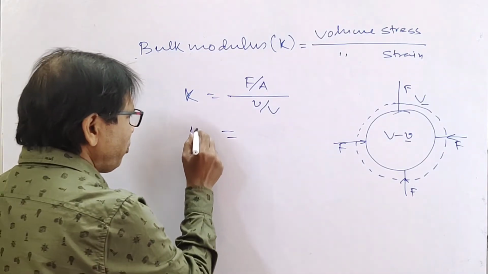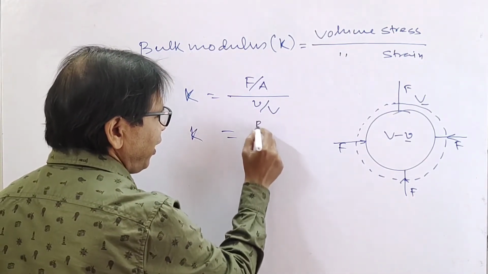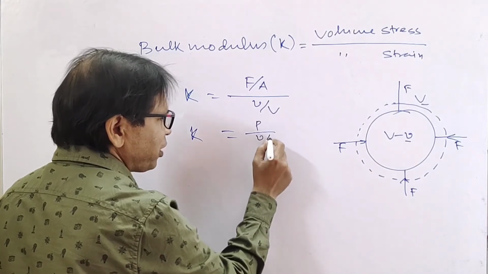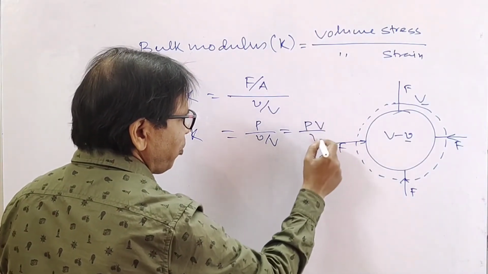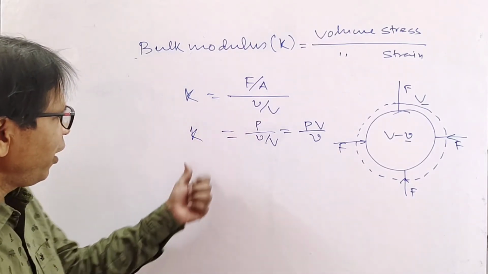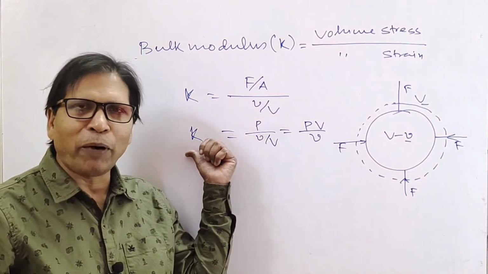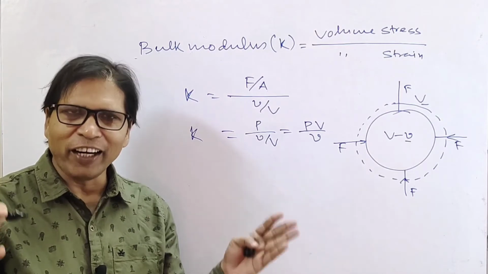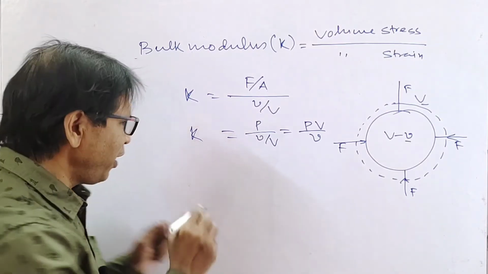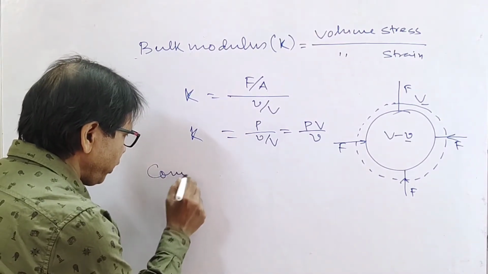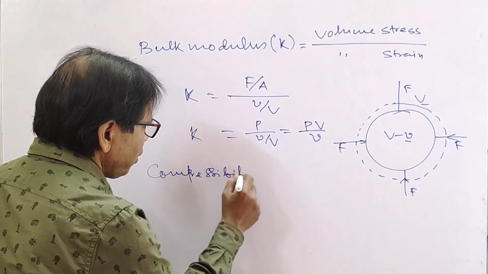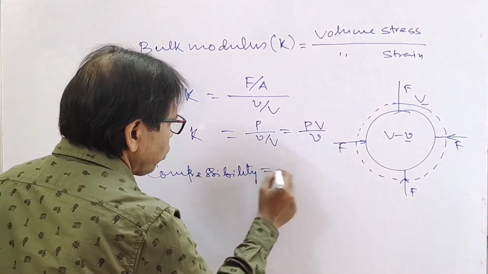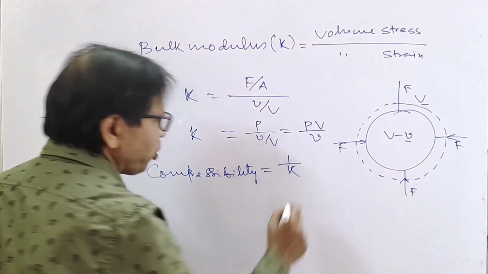Therefore, the bulk modulus K equals pressure divided by volume strain. This can be written as P capital V by small v. Okay? The reciprocal of bulk modulus is known as compressibility. So, compressibility equals 1 by bulk modulus.